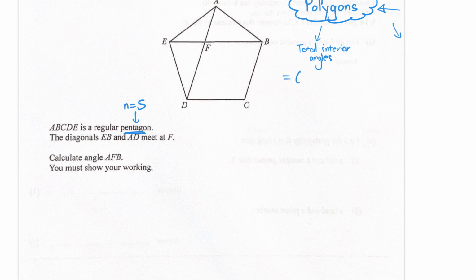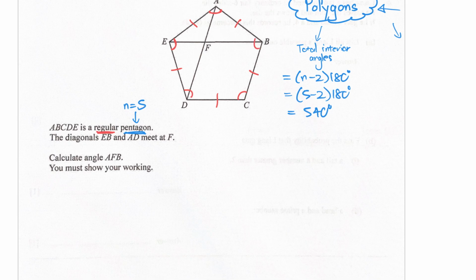So the total interior angle of any polygon is n minus 2 times 180, meaning with a 5-sided figure, the total interior angle should be 540 degrees. Now, on top of that, this is a regular polygon, so all these sides are equal. On top of that, it means the internal angles are also all equally divided.